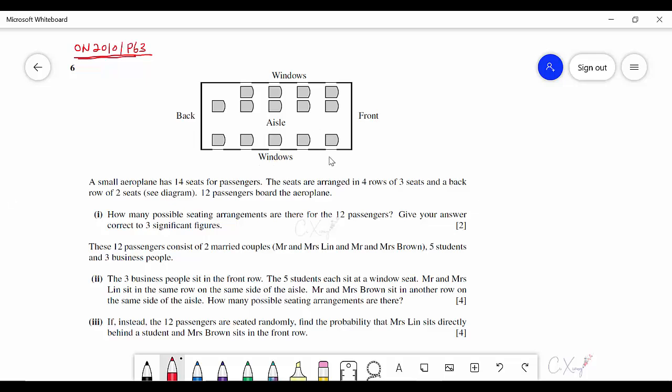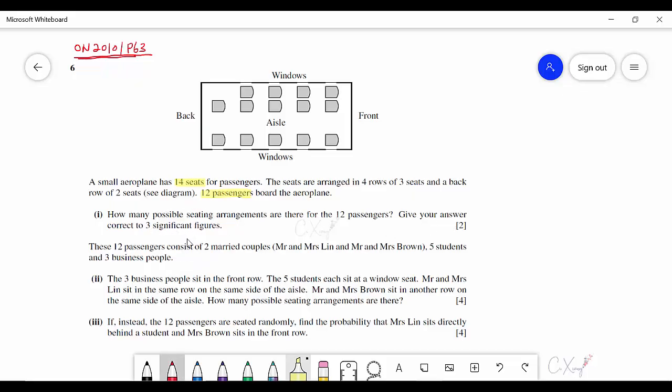The diagram here shows you that there's a small aeroplane with 14 seats for the passengers, and this is a layout. Okay, so 12 passengers board the aeroplane. So from here, I think 14 is important, and then you are having 12 passengers also, which is a very important number. How many possible seating arrangements are there for the 12 passengers? Give your answer correct to three significant figures.